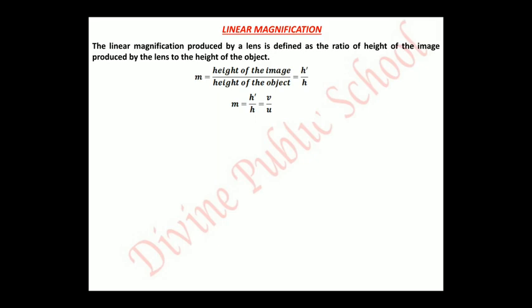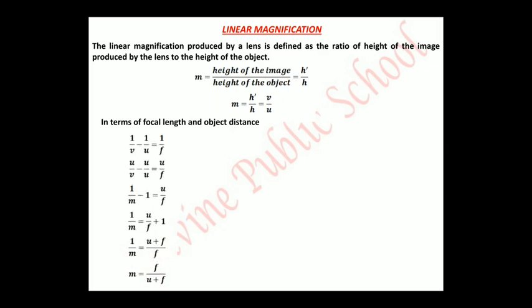Moreover, magnification can also be calculated in terms of focal length and the object distance. How will it be? Let us see. See, 1 upon v minus 1 upon u is equal to 1 upon f. That is your thin lens formula. Multiply the whole equation by u. You are going to have u upon v minus u upon u is equal to u upon f.